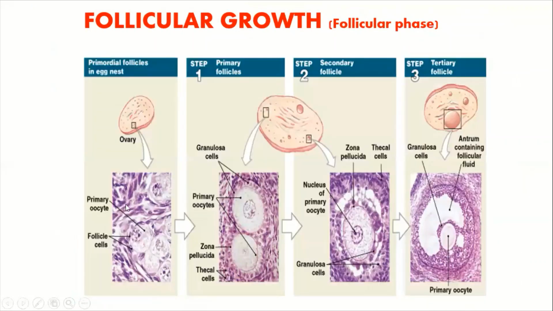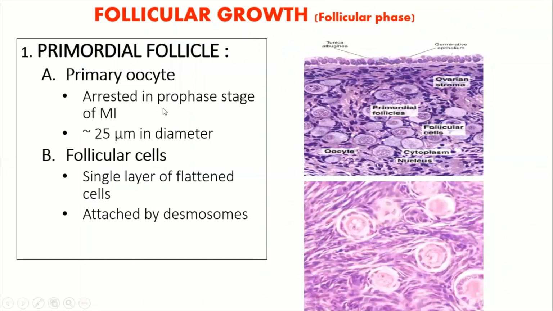So the first stage we'll discuss is the primordial follicle. This is the follicle where the oocyte is arrested in the prophase stage of meiosis. It is approximately 25 micron in diameter, surrounded by a single layer of flattened follicular cells attached to each other by desmosomes. Here you can see the primordial follicles. We can see simple cuboidal epithelium, the germinal epithelium. Beneath this is dense connective tissue, the tunica albuginea. Just beneath it, you will find lots of small round structures. The center is the oocyte surrounded by simple squamous epithelium.